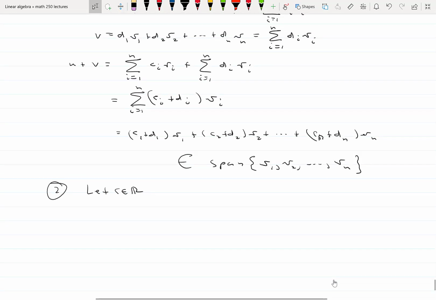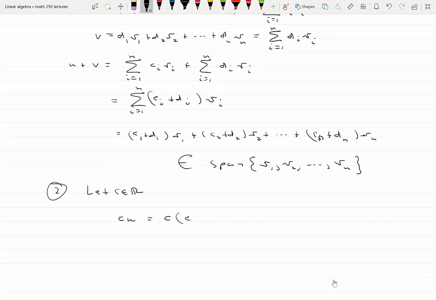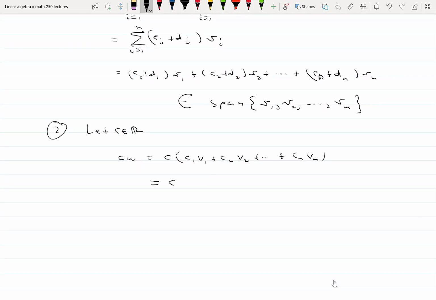I'm going to let u be defined as above. So let c be a scalar, and let's take c times u. c times u is nothing more than c times c1 v1 plus c2 v2 plus dot dot dot plus cn vn. I much prefer the sigma notation.